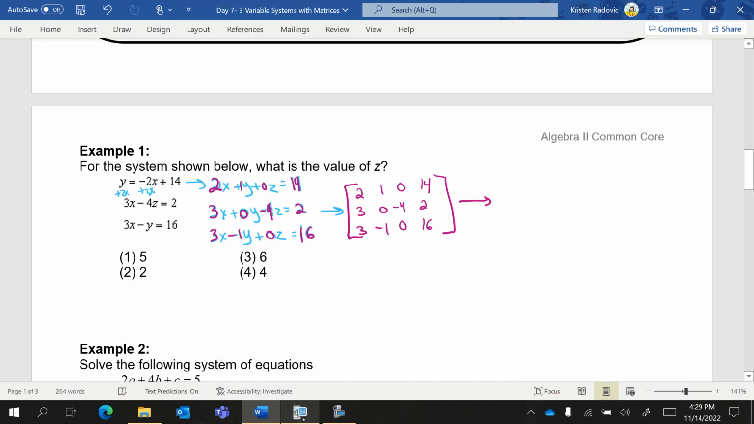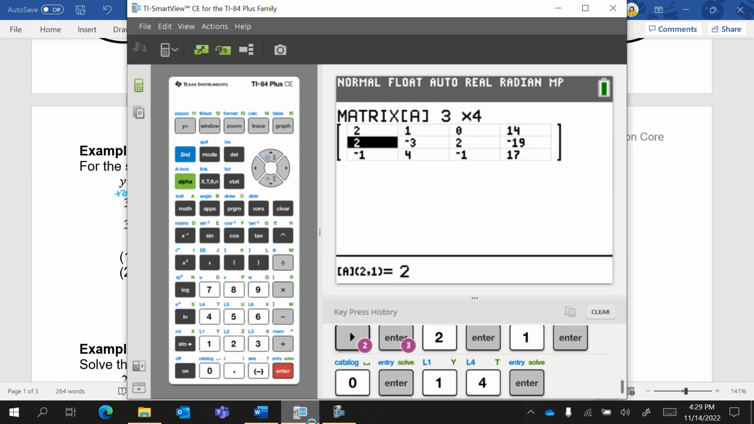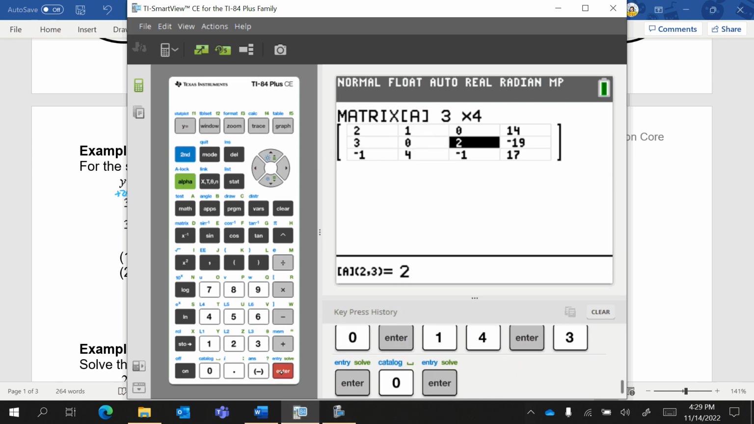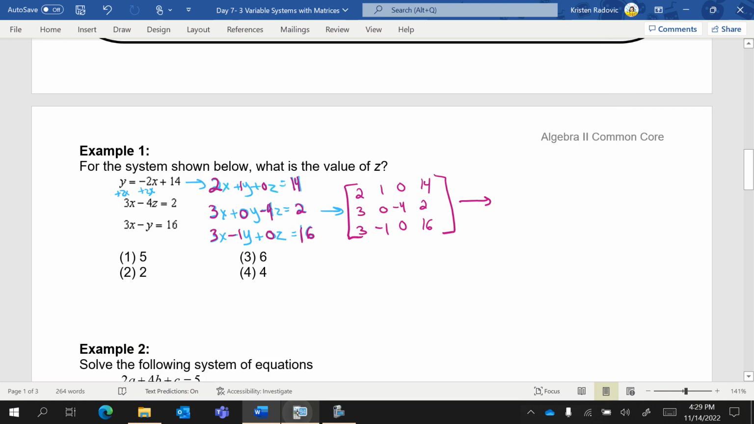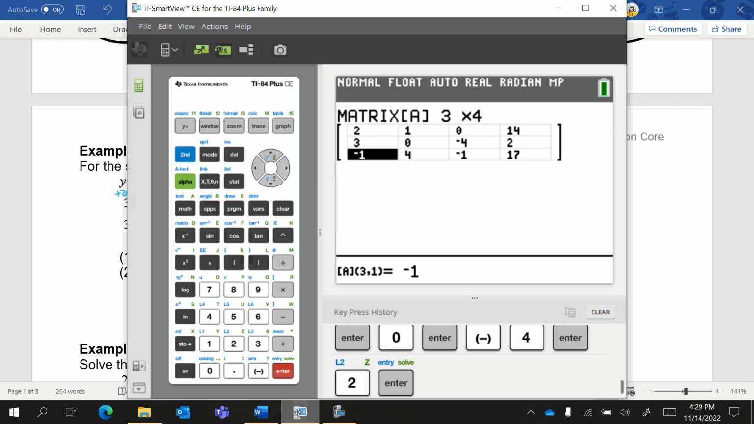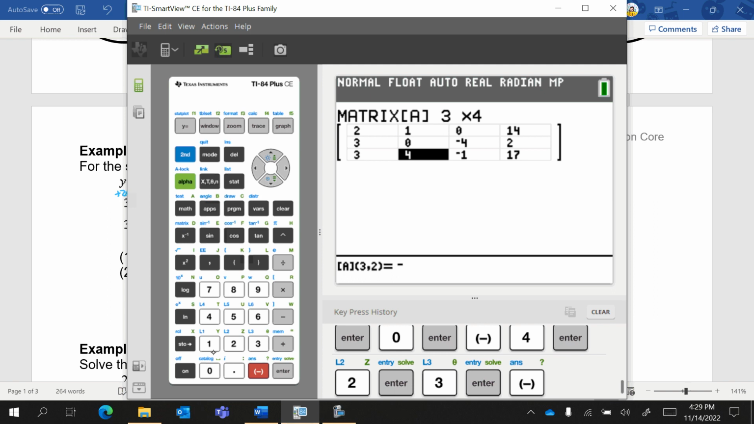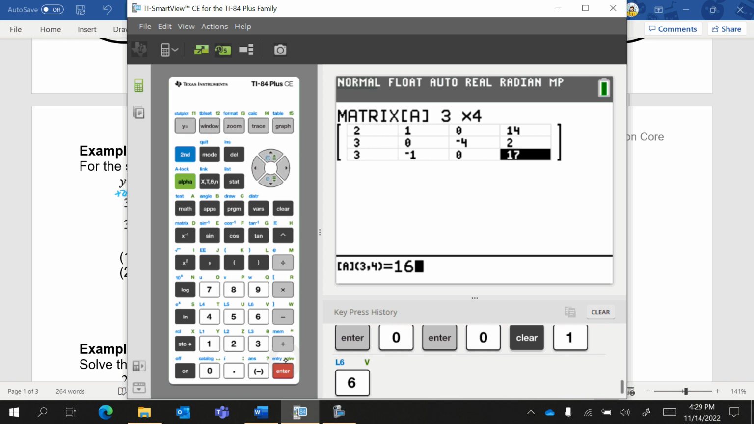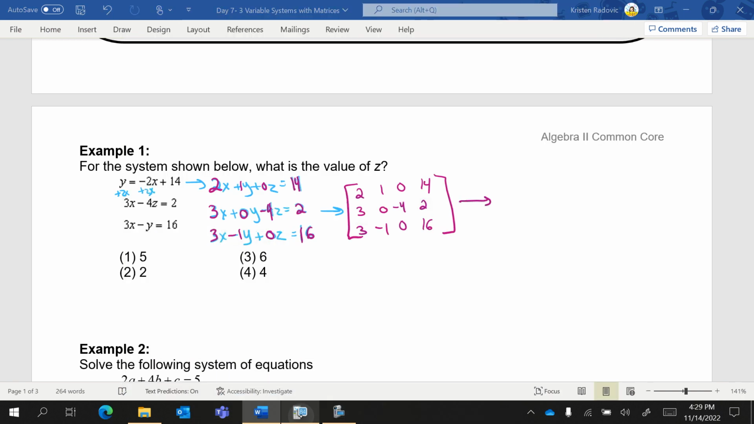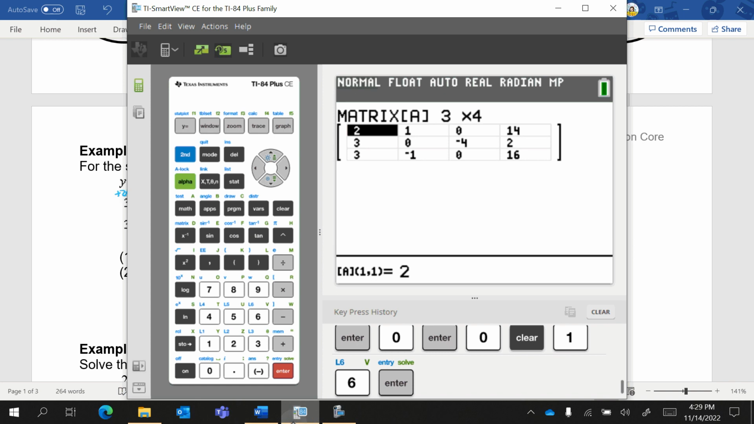Anyway, my next column is 3, 0, negative 4, 2. And then I have 3, negative 1, 0, 16. And double check that you actually have everything correct. Looks like I do. Because again, if you make a mistake here, no one's going to know.